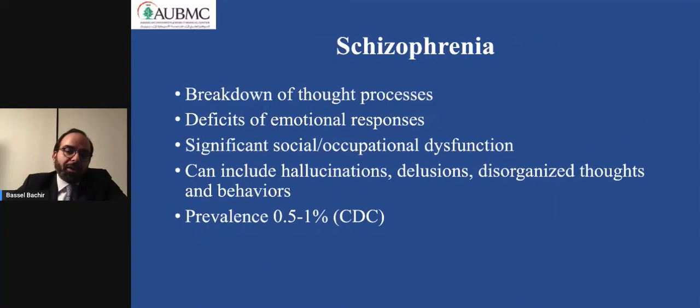Similarly with schizophrenia. Schizophrenia is a disease that leads to the breakdown of thought processes and leads to deficits in emotional responses. Patients exhibit significant social and occupational dysfunction, and symptoms can include hallucinations, delusions, disorganized thoughts, and behaviors. And this disease has a prevalence of around 0.5 to 1% as per the CDC.